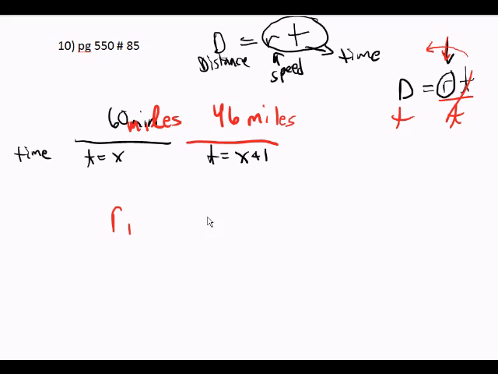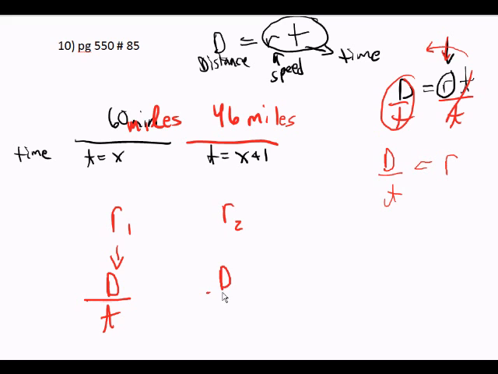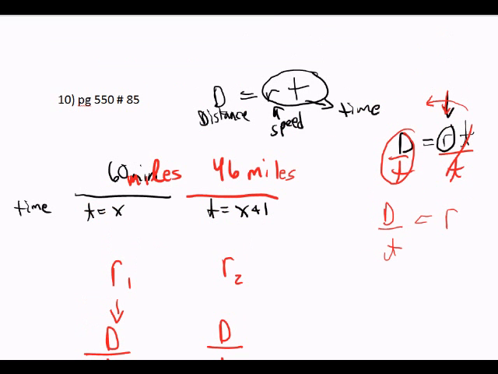So I just want to remember the speed on the first part of the trip, and then here's the speed of the second part of the trip. Now, the speed on the first part of the trip, we already said R equals distance over time. So the speed on the first part of the trip is the distance divided by the time. The speed on the second part of the trip is the distance divided by the time for the second part.